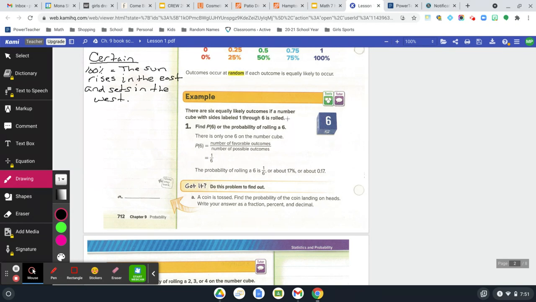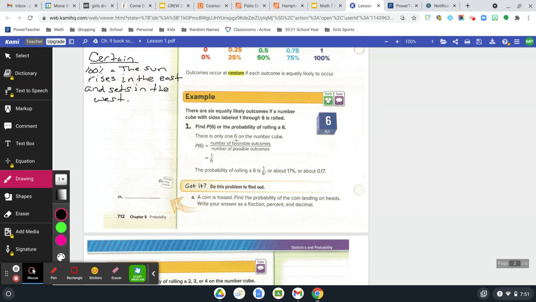So in the book, they call dice, or one die, a number cube. So just think about it in those terms, right? And on a number cube, on a die, there are 6 sides and there are 6 numbers. And so what's the probability of getting a 6, or rolling a 6, on the number cube?